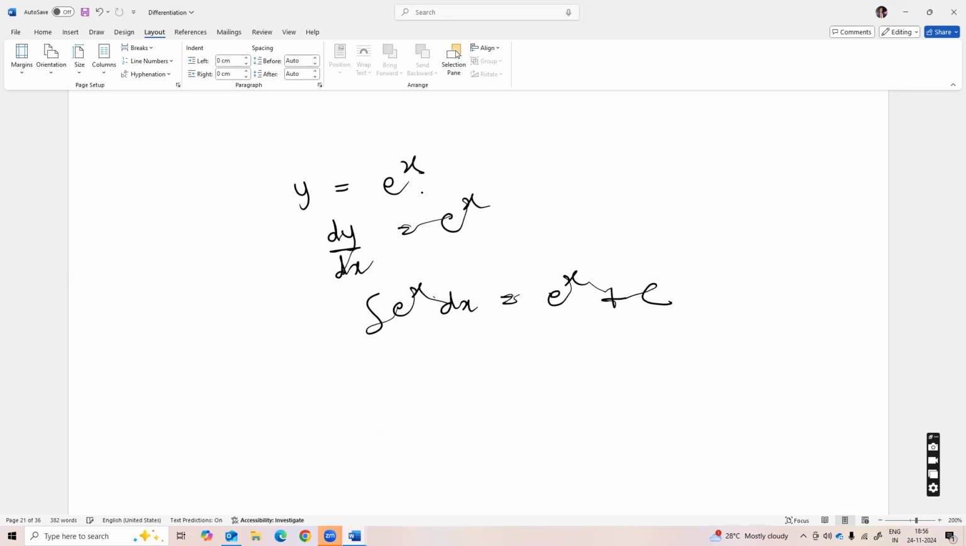c will come, because as I told, if it was e to the power x plus some constant, then its derivative was e to the power x. So to manage that, when you take the integration of e to the power x dx, we add one c, and this c can be 0 or it can be any other constant.